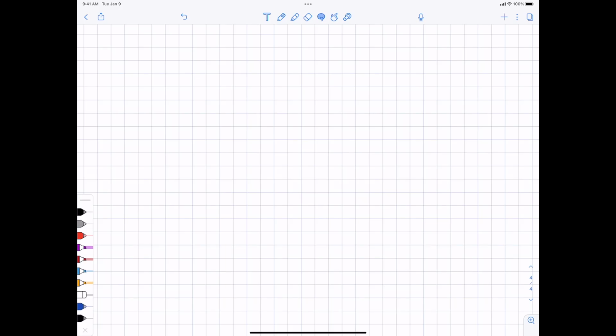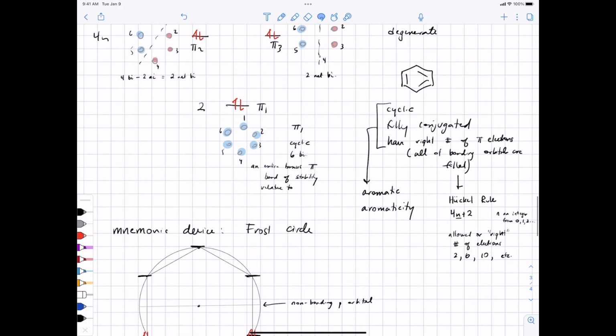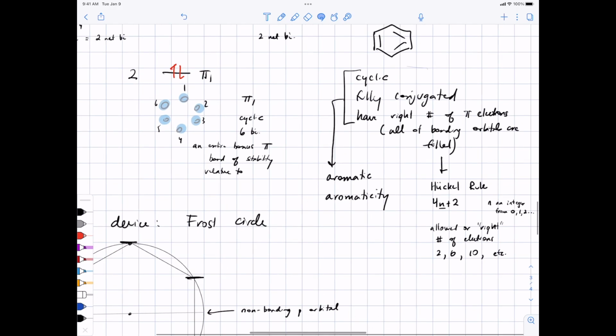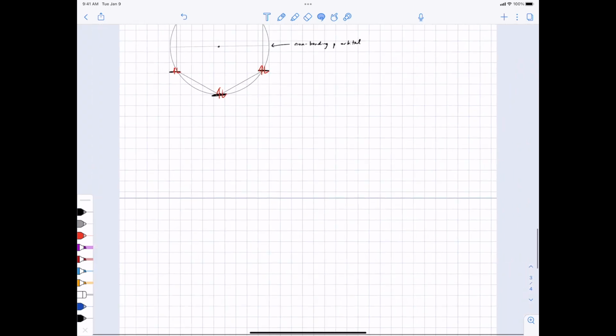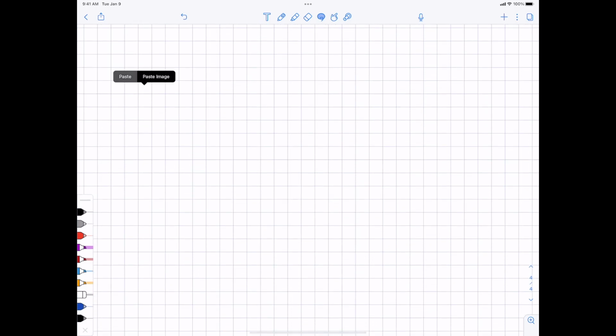All right, so now we're going to play the game. Is it aromatic? Yes. And here are the rules. It's got to be cyclic, fully conjugated, and have the right number of pi electrons, 4n plus 2, satisfying the 4n plus 2 rule.